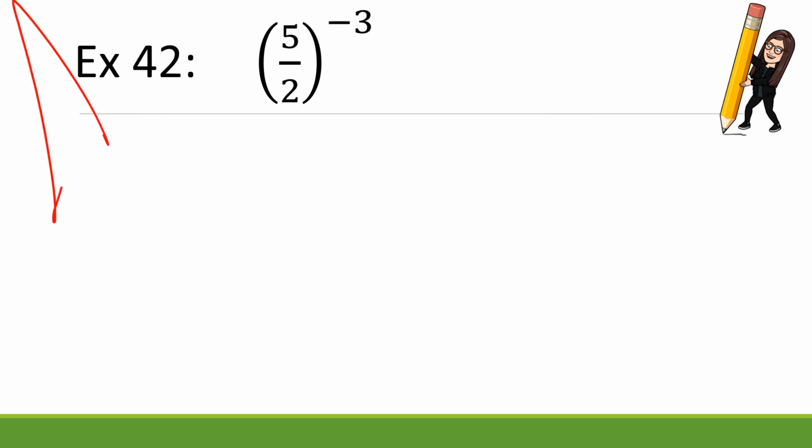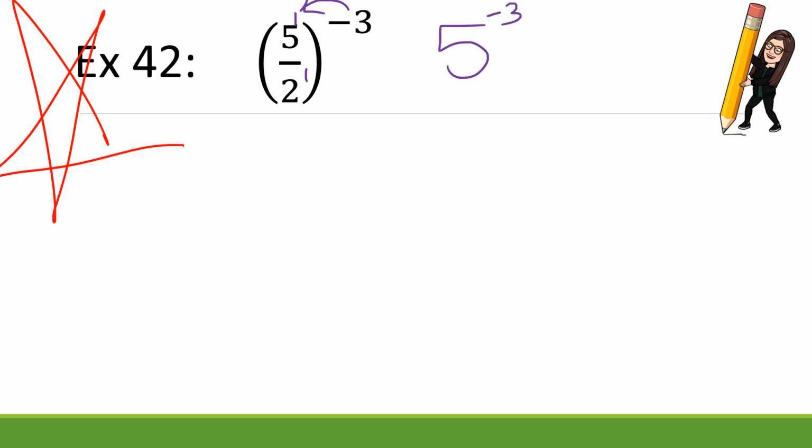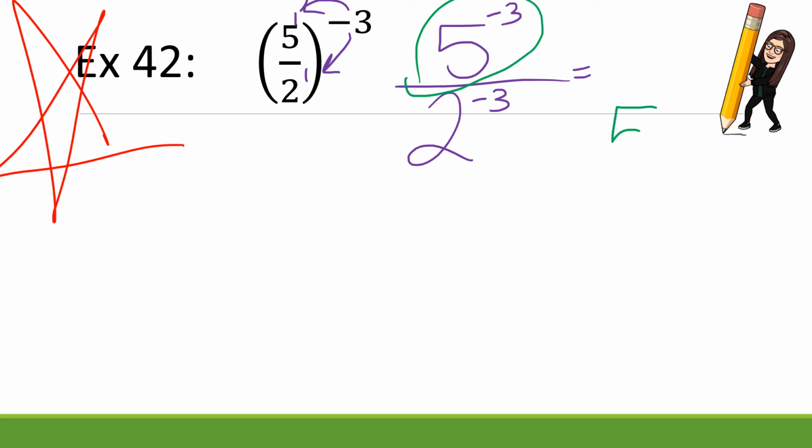Please put a star by this one. I chose this example because it tends to throw students off. But I have exponents of 1, right? So negative 3 times 1 is negative 3. Negative 3 times 1 is negative 3. Let's look at this piece by piece. The base of 5 has a negative exponent, so I'm going to kick it to the other side to make it positive.